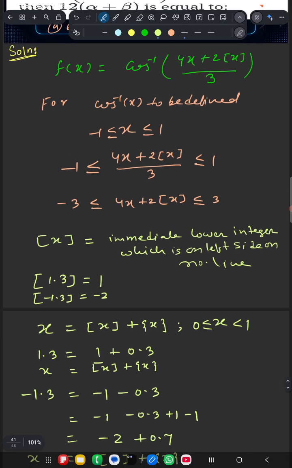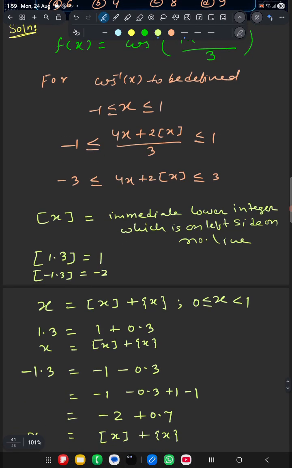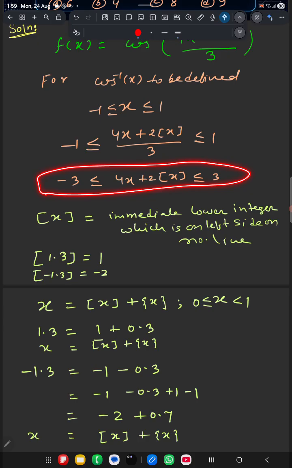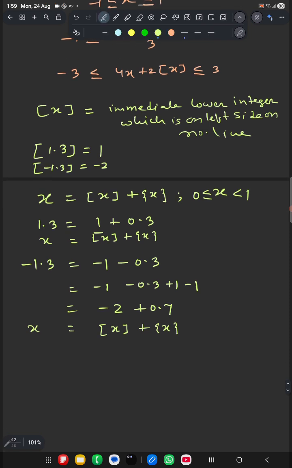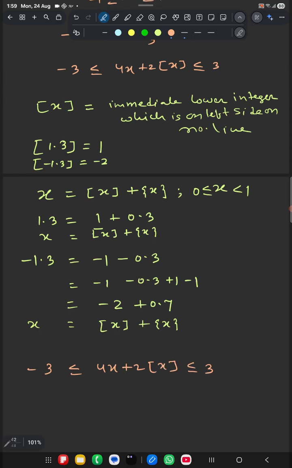Now come to the basic question which we have. We were on this point. Which point were we on? We were on this point. Till now we have got this result. Okay. Now let us see how to proceed further. So we are on this point: 4x plus twice of the greatest integer function of x less than or equal to 3.